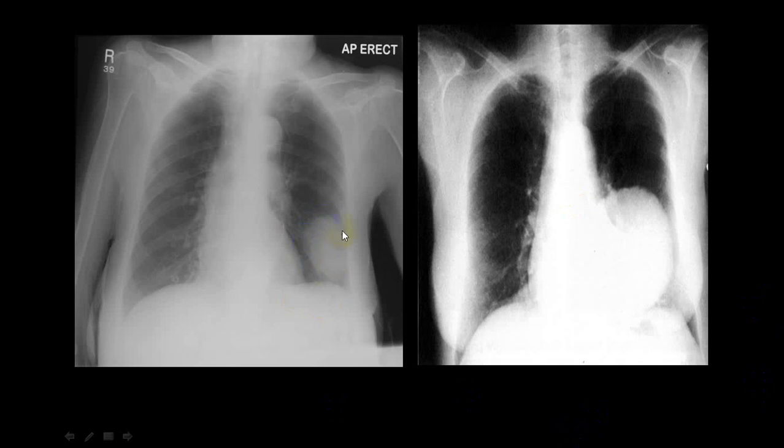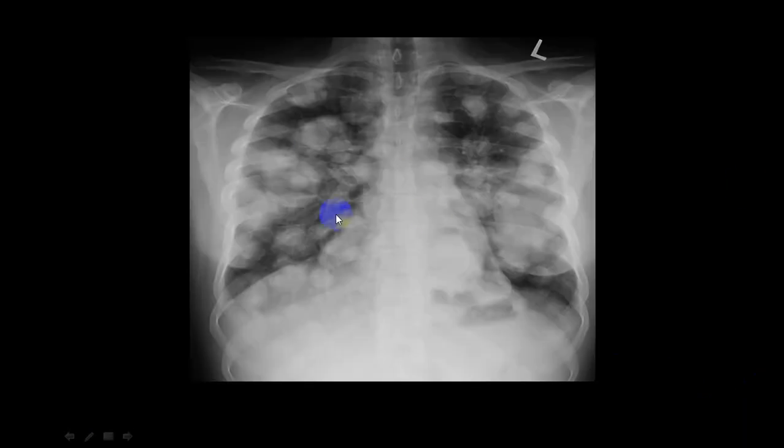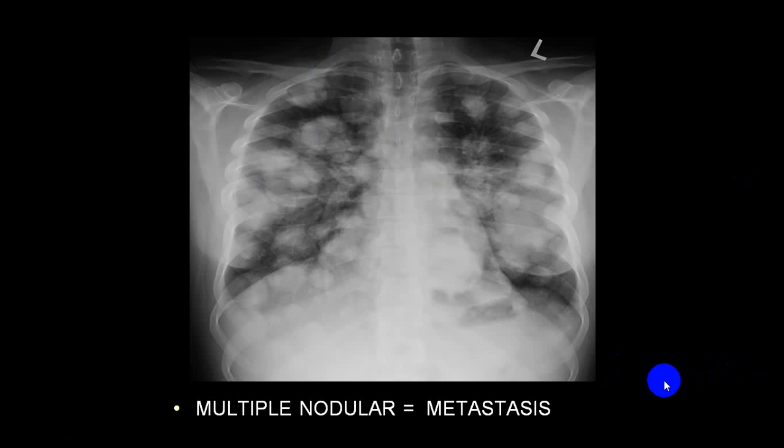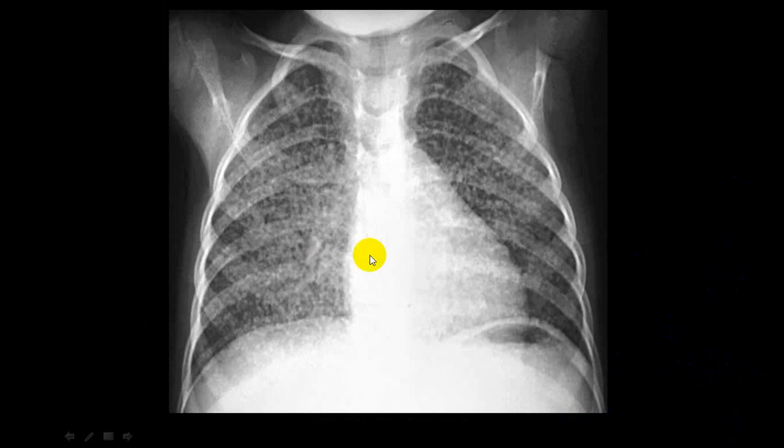You can see a big shadow here. This is a big mass here, close to the left border of the heart. Take a lateral view, look at whether it is anterior, middle or posterior, and try to identify. This has to be in a pulmonary, or has to be in a mediastinum. Left pulmonary mass. Multiple shadows like this, always suspect malignancy and secondary metastasis. Small miliary shadow, miliary tuberculosis. Again, very, very typical. Try to answer why.